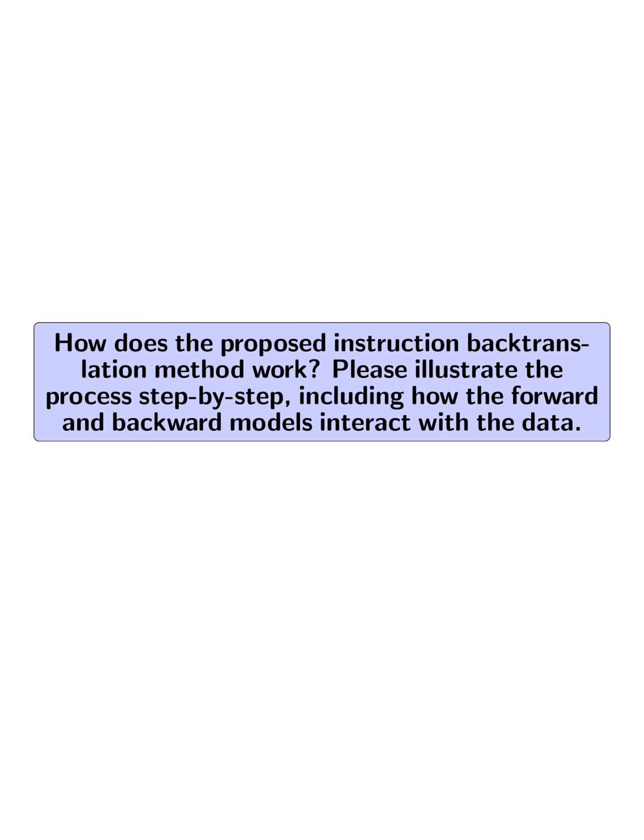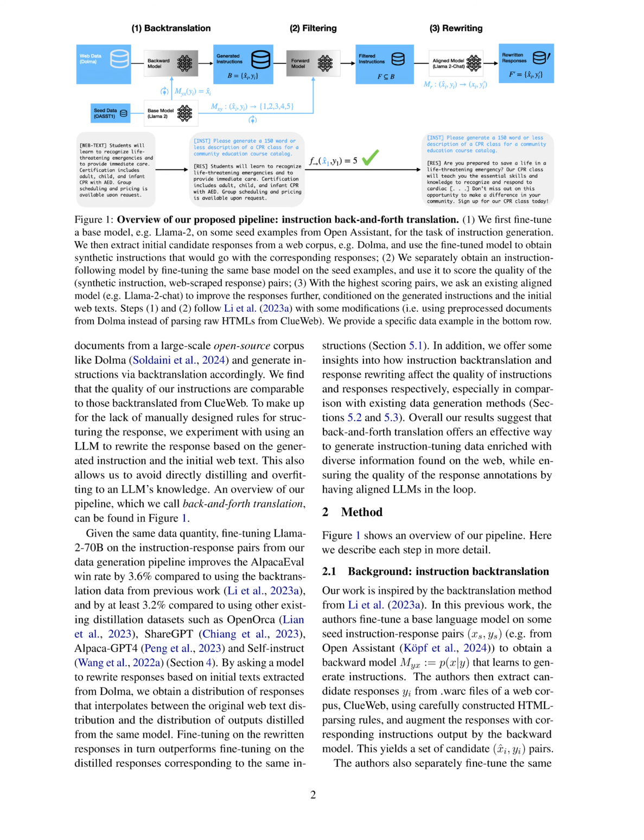Please illustrate the process step by step, including how the forward and backward models interact with the data. The proposed instruction back translation method operates through a systematic pipeline involving several key steps. First, a base language model is fine-tuned on a set of seed instruction response pairs to create a backward model, denoted as M_YX, which learns to generate instructions from responses. Next, candidate responses are extracted from a web corpus, such as Dolma, and paired with the generated instructions to form candidate instruction response pairs, hat X_I, Y_I.